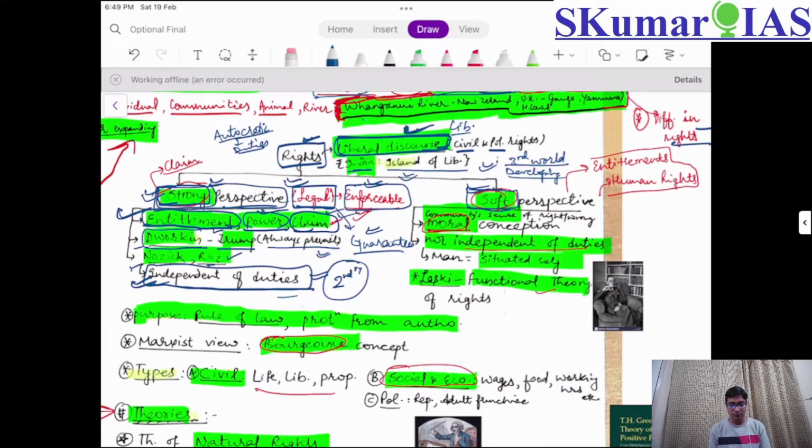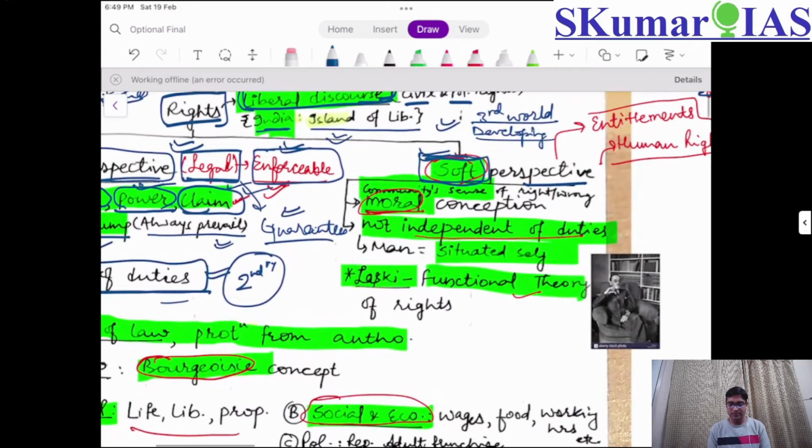Now let us see the soft perspective of rights. The soft perspective of rights, they just say that rights are the moral conceptions and they are not independent of duties. Rights are not independent of duties. Man is the situated self. It means man is not independent.